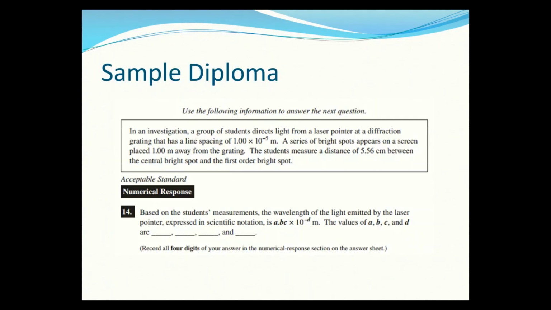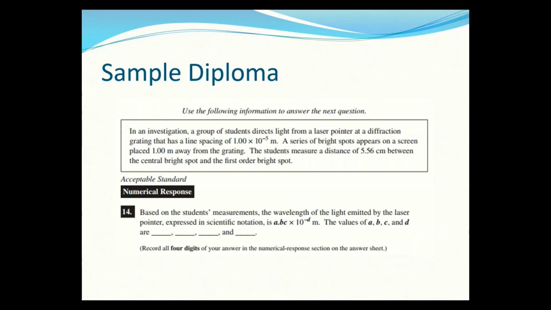I wanted to go through these sample diploma questions before you write your quiz tomorrow. In an investigation, a group of students directs light from a laser pointer at a diffraction grating that has a line spacing of 1 × 10 to the -5 meters. A series of bright lines appears on the screen, placed 1 meter away. The student measures the distance, 5.56 centimeters, between the central bright spot and the first order. Based on the student's measurements, the wavelength of the light emitted by the laser pointer is what?